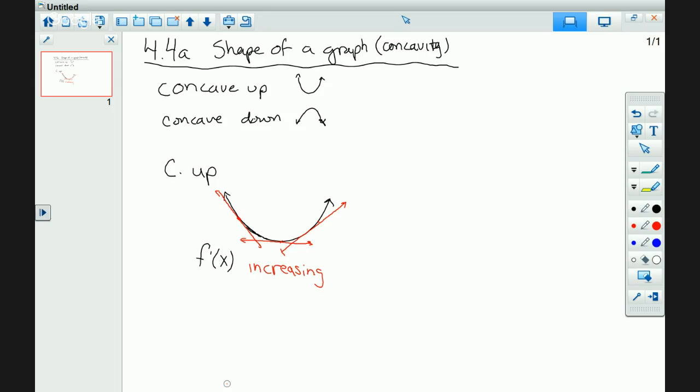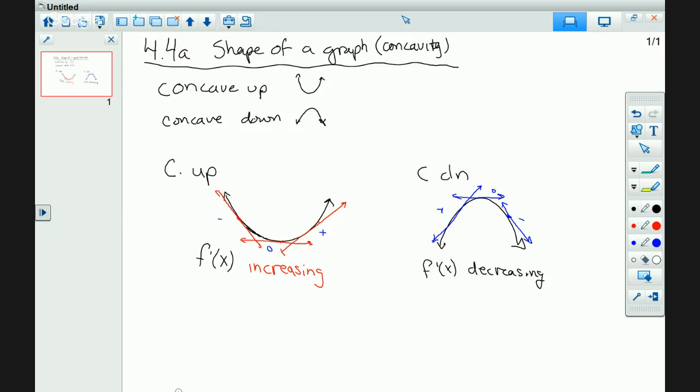So we can do the same thing with concave down. What's happening to f prime? Yeah, it's decreasing. The slope of the tangent lines are decreasing. So you get a positive, then a 0, then a negative. Here we had a negative, 0, positive. So that's thinking of concavity in terms of the first derivative.